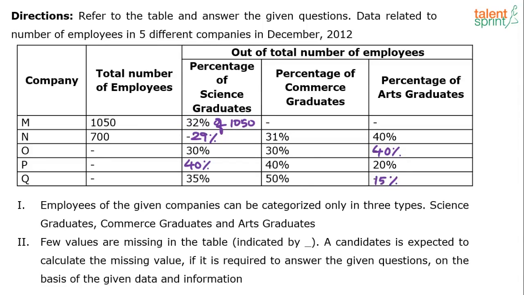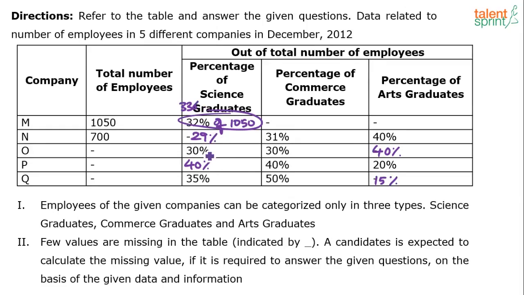How do you do that? I think 32%, the best way to split is 30 plus 2, 30% plus 2%. So 10% is 105, 30% will be 315. 1% is 10.5, 2% will be 21. 315 plus 21, it will be 336. So this value is equal to 336.